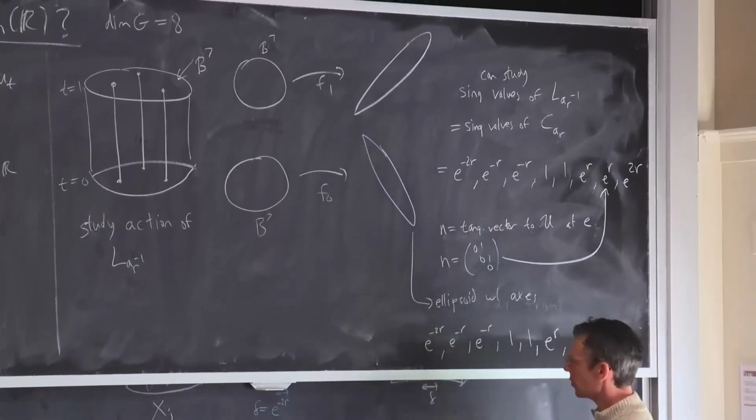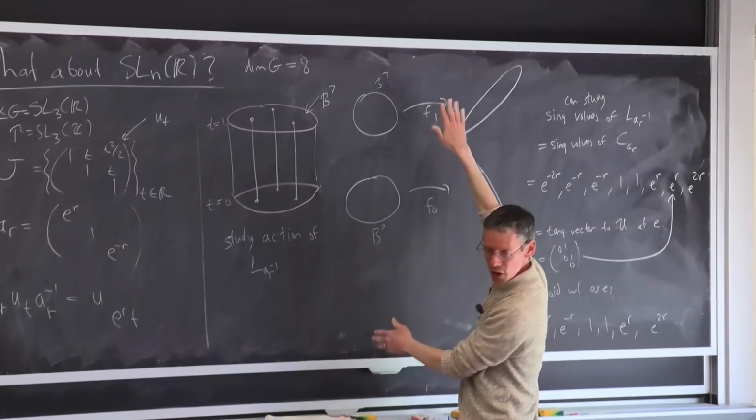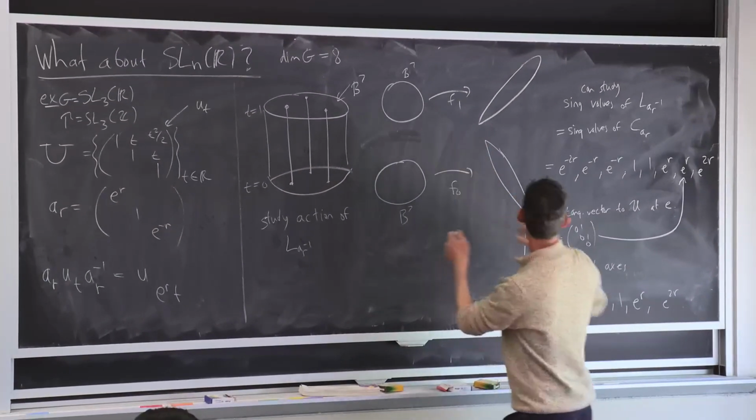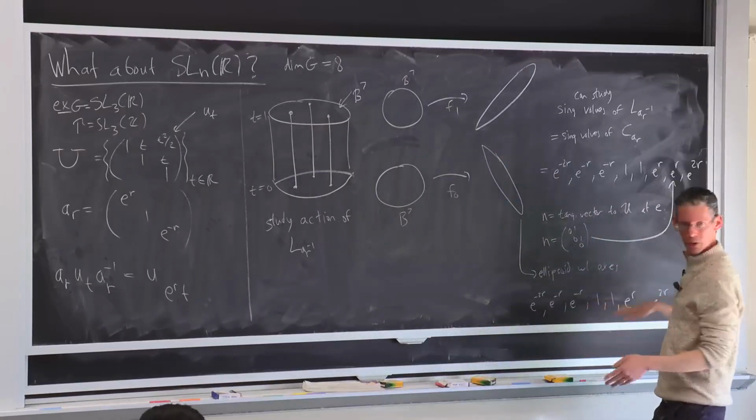So as we go from here to here, these f's are not exactly linear, but they're close to linear maps. And they stretch some directions, and they compress other directions by these amounts.